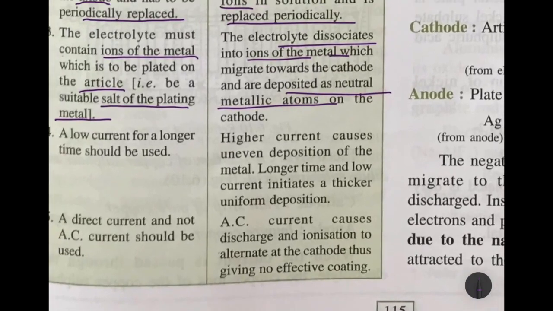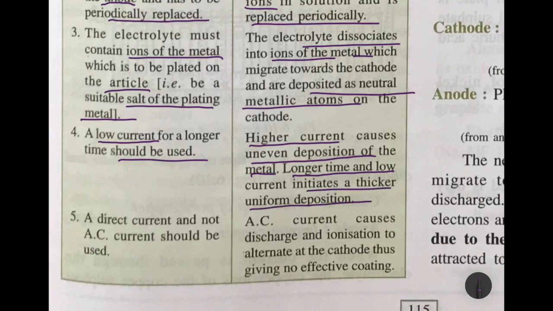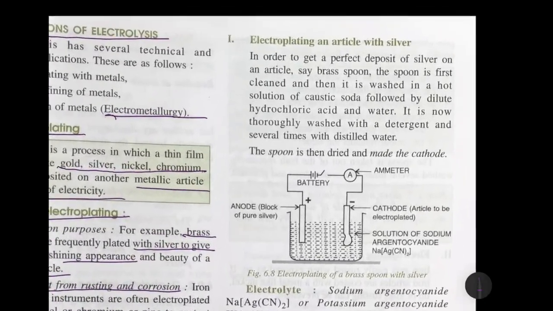And another thing you must keep in mind is you must pass a very low current for a longer time so that there is equal distribution of the metal on the cathode. Why? If we use a higher current, it causes uneven deposition of the metal, and longer time and low current give a thicker and uniform deposition. And remember, children, a direct current must always be used, not alternating current. Alternating current causes discharge and ionization to alternate at the cathode, thus giving no effective coating. So the coating will not be done properly.